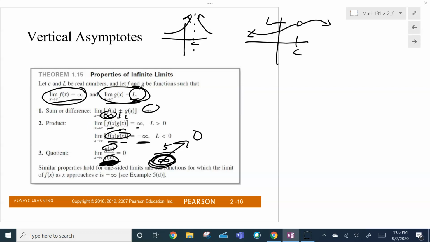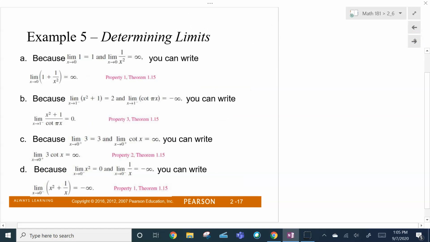Right? It's kind of like thinking about y equals 1 over x, if you're thinking about this limit. I have an example here in just a second we can talk about. Okay. All right. So limit. Here's some examples with that same thing.